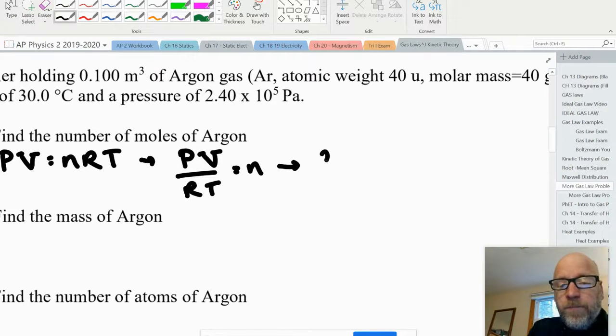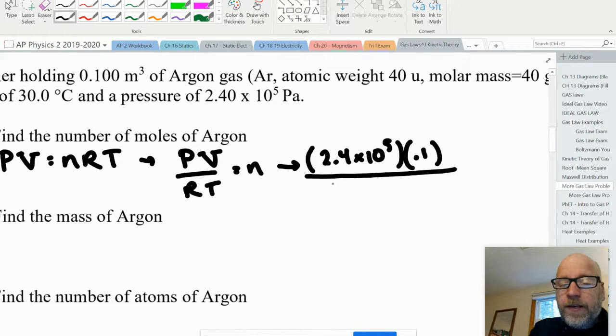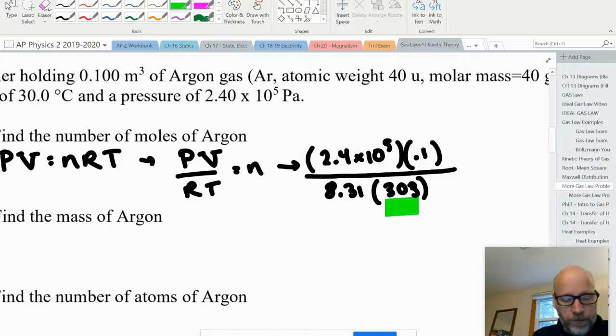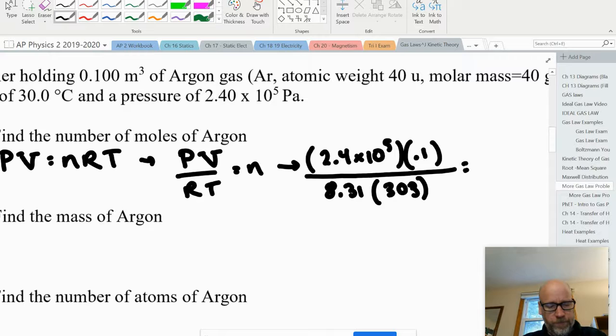So let's do it. Let's bask in the glory of how easy this is for you guys. P times V divided by the ideal gas law constant times the temperature. Oh, did you see what I did there? Yeah, it's got to be in kelvins. It's not a big deal. You guys knew that anyways. So, get your calculators out.